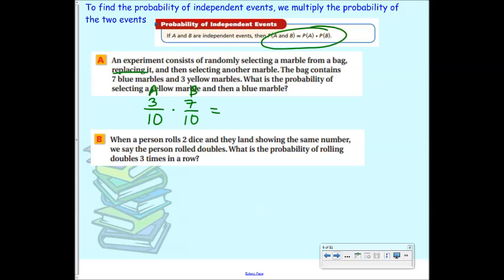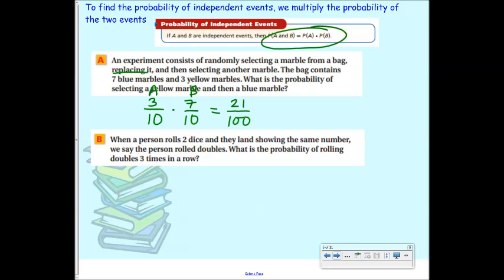Rodrigo, where did you get those fractions from? The 10, I got it from adding 7. Yeah, the 10 was just the total number of marbles in the bag. And so yellow was 3 out of 10 because there were 3 yellow, and blue was 7 out of 10 because there were 7 blue. But either way, they both have to be over 10 because how many marbles are in the bag? 10. All right, what would this give you? 21 over 100. All right, which means if you did this experiment 100 times, how many times would you get a yellow first, then a blue? Roughly 21. All right, is that perfect? No, it might not happen perfectly, but that's what it should tend towards over time.